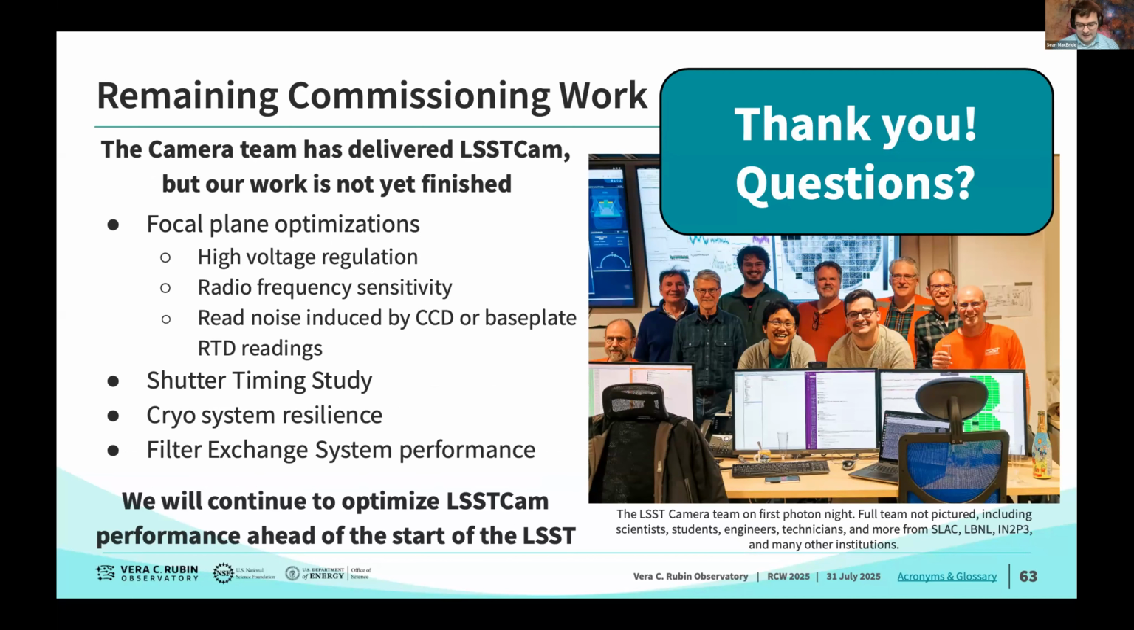And one last thing, I'd like to just thank the entire camera team who's made it possible. There's about 10 people in this photo here, but it's hundreds of people across many, many continents who have brought the LSST camera to fruition, operating efficiently and smoothly at the summit. Thank you very much, and I'm more than willing to take questions.